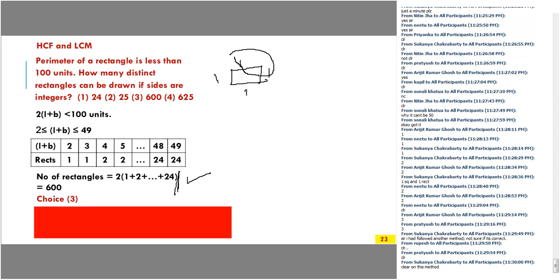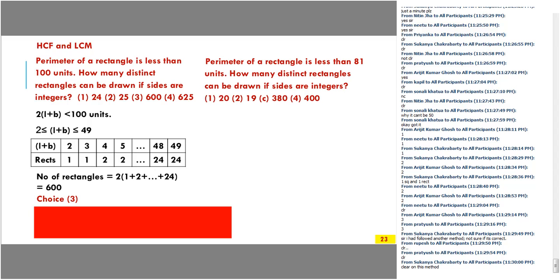L plus B is 2 or not? You are confusing it with 2 into L plus B. So can you tell me, what's the method you did? Right, so you're writing L plus B is 20.